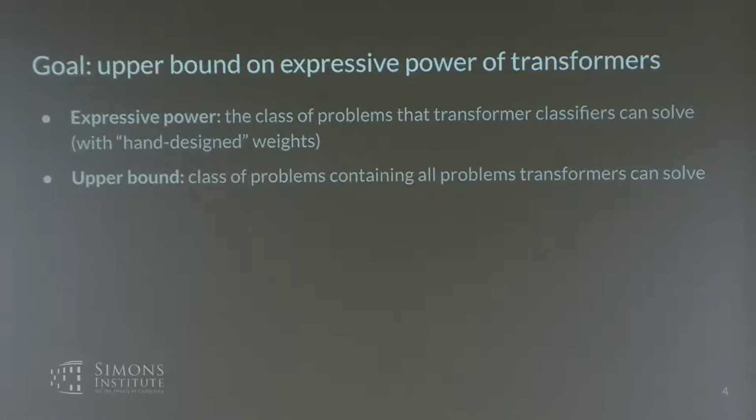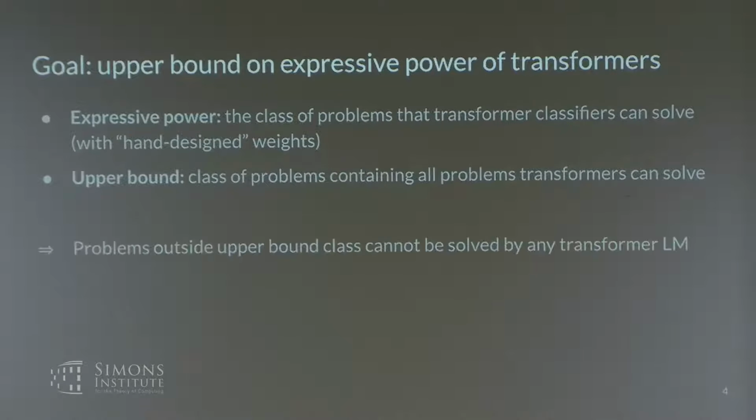And by upper bound, I mean nothing about resources, but rather a set of problems that is a superset of all the problems transformers can express. So it's hard to precisely describe what transformers can do. So we're OK with a set that is a superset of everything transformers can do. And then if you combine these two things, logically, anything outside this upper bound class cannot be expressed by a transformer. So that's the general way we're going to approach this.